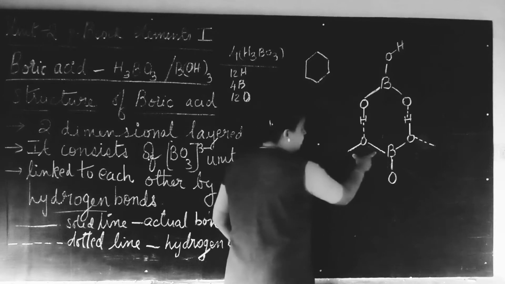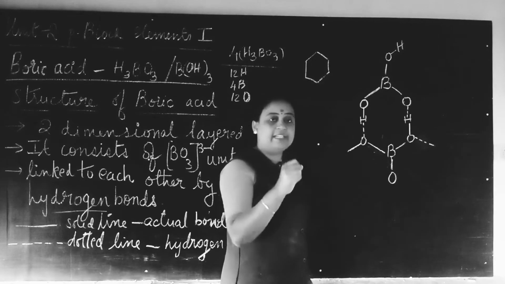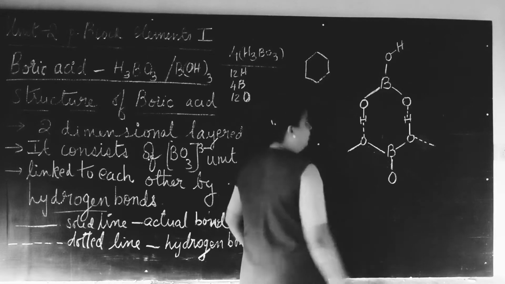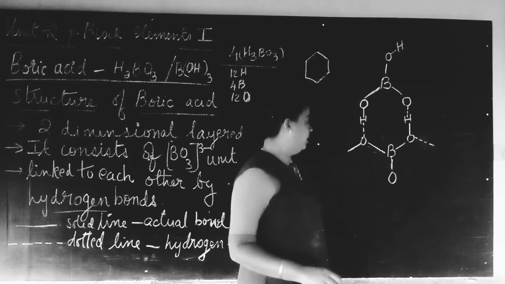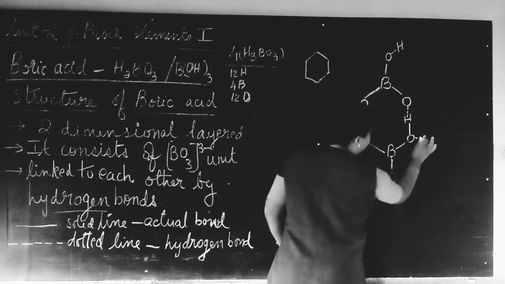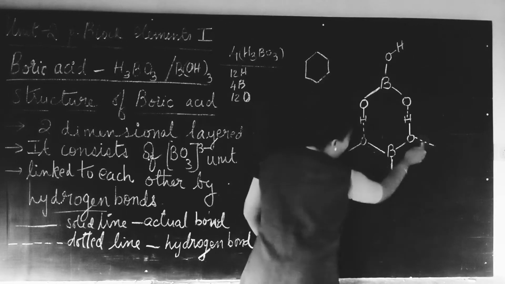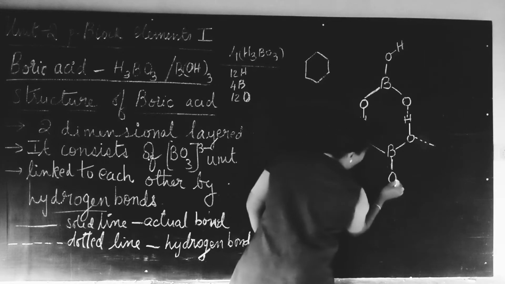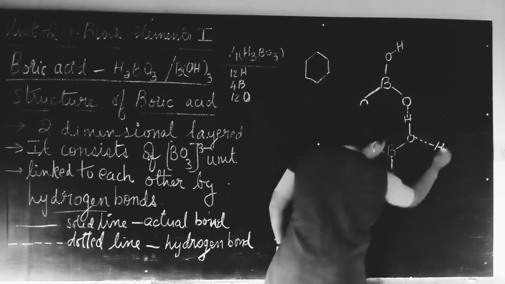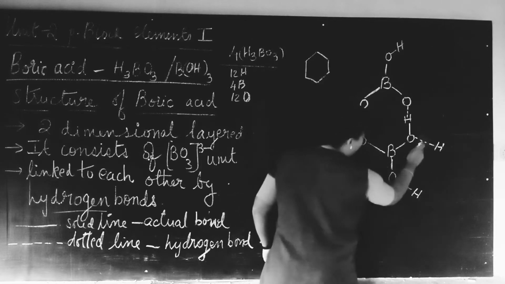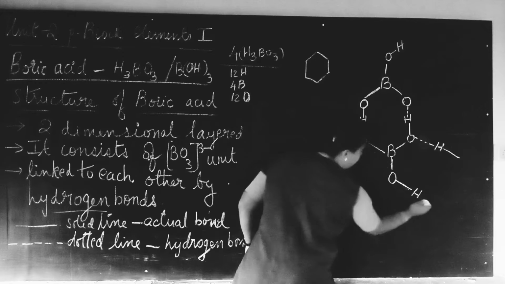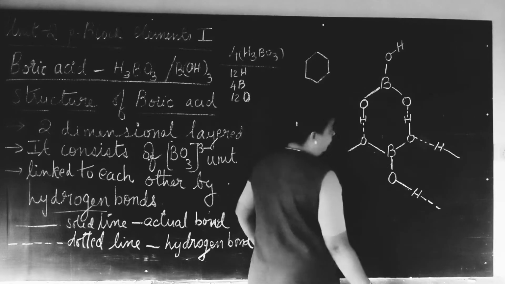So these two solid lines indicate the actual bond, whereas the dotted lines indicate the hydrogen bond. Understood? Now here I put the dotted line. Opposite to this, I just draw a solid line. Now this is connected to a hydrogen atom. This is also connected to a hydrogen atom. Because here it is a dotted line, I put a solid line here, and here it is a solid line, so I put dotted here.